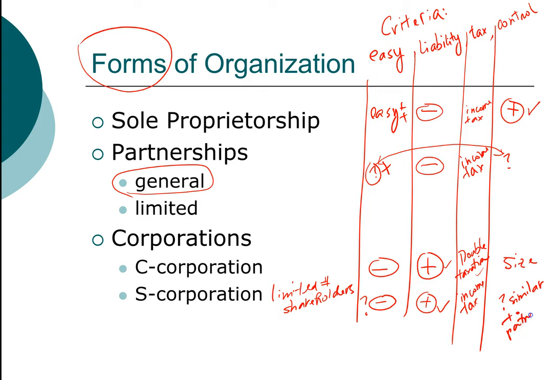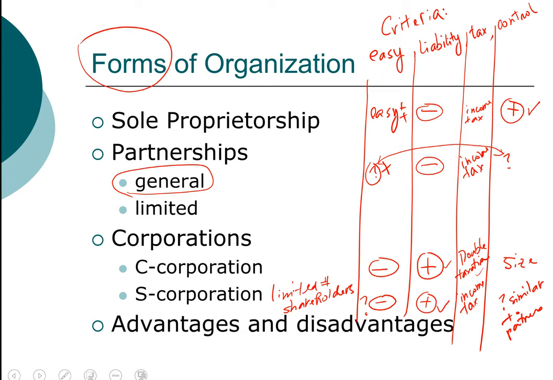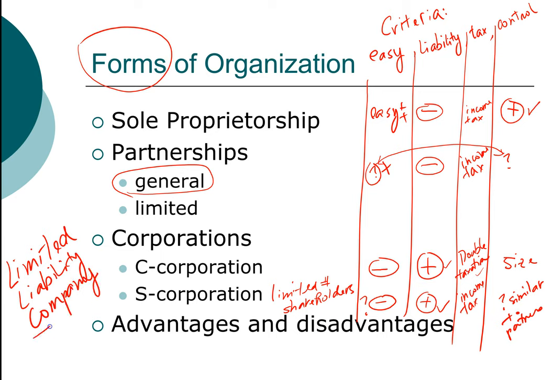So when we think of each form of organization, we want to look at the advantages and disadvantages along these criteria. And more recently, there is a very popular form of business organization called a limited liability company. You may have seen this in some business titles, abbreviated as LLC. An LLC is similar to a partnership, but it has, as the name implies, limited liability. So an LLC is very similar to a partnership.